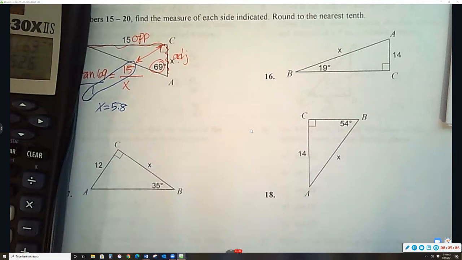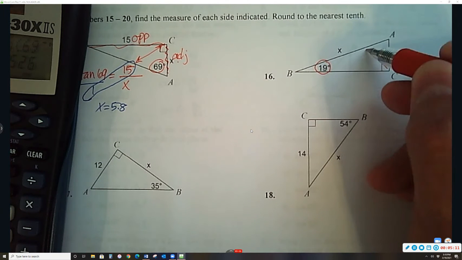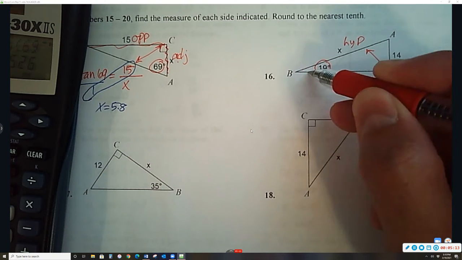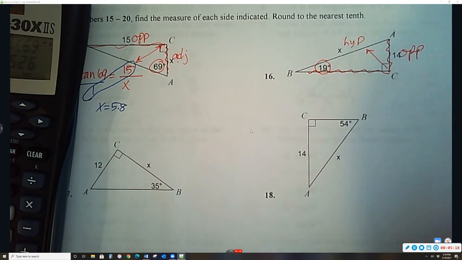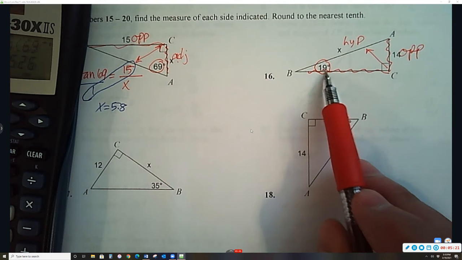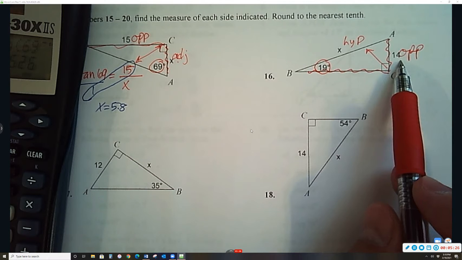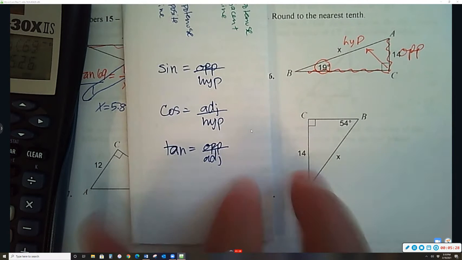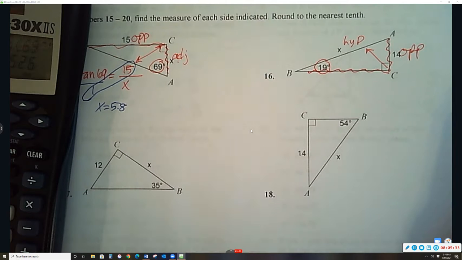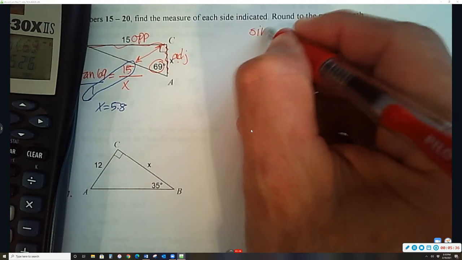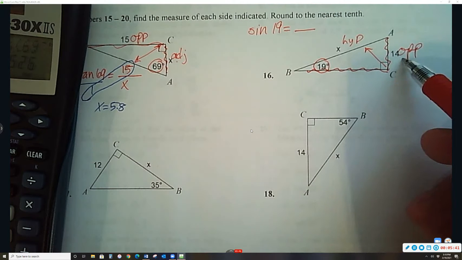Okay, let's look at 16. There's the acute angle. This is the hypotenuse. This is the adjacent leg. That's the opposite leg. Adjacent leg will always be near the 19 degrees. Opposite leg is the one across from it. Opposite, hypotenuse, that's the sine ratio. So we know sine of the angle 19 degrees is equal to the ratio opposite over hypotenuse.